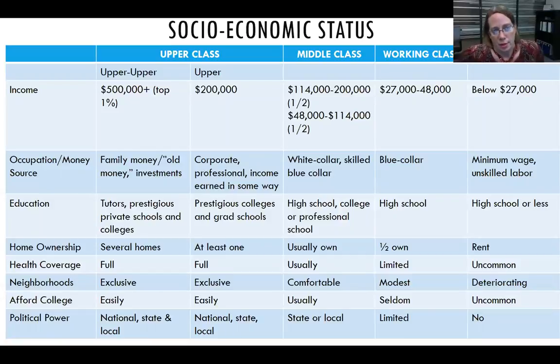Working class, they would earn between 27 and 48,000. They are blue collar. They have a high school education. Half of them own, half of them don't. They may have some health coverage. It depends.